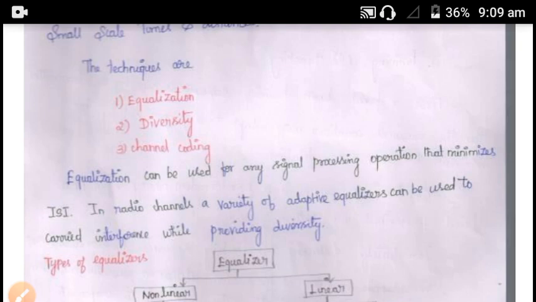In the radio channel, a variety of adaptive equalizers can be used to combat interference while providing diversity. Diversity means there will be multiple antennas and multiple receivers. That all comes under diversity. There are a number of varieties of equalizers available. So let's see what the types of equalizers are.